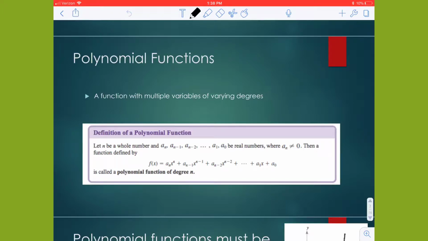Hello students, in this video we're going to talk about polynomial functions. A polynomial function is simply a function that has multiple variables of varying degrees.